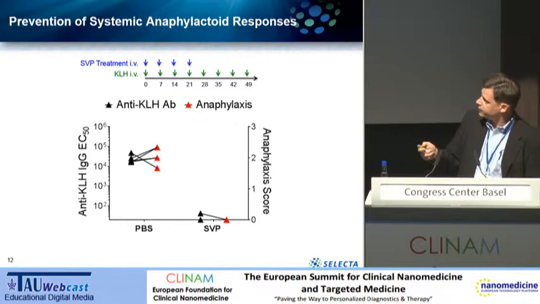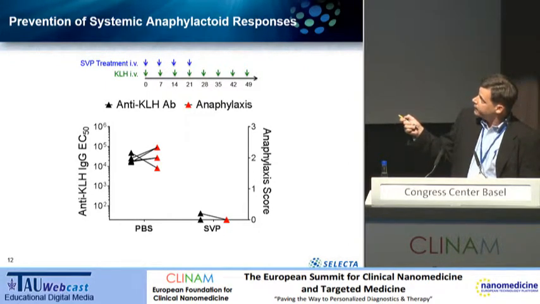First of all, with just KLH. Here we're giving the SVP treatment IV with KLH IV, and we give it 1, 2, 3, 4, 5 times, and then we just give KLH another 4 times. The KLH IgG antibody levels are here.